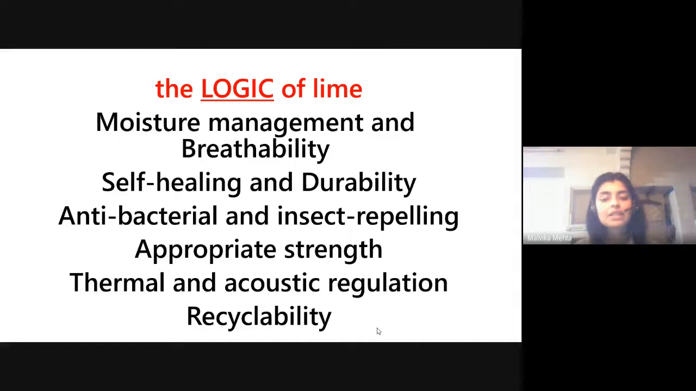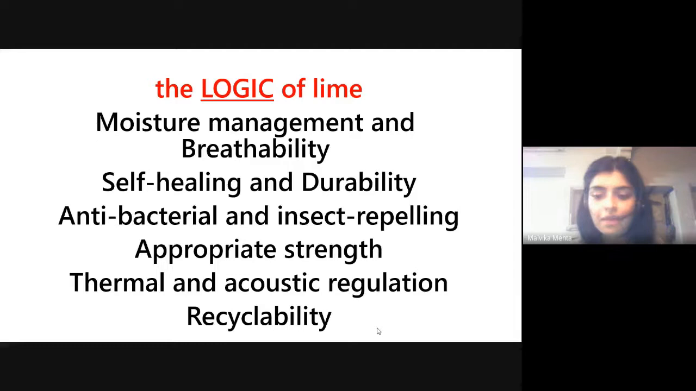The other concept, which was totally different to the one that I was conditioned to, was of appropriate strength as opposed to high strength. So now we have engineers, structural engineers, civil engineers, who all collaborate with architects. And the goal with every material and every specification is always to maximize strength.